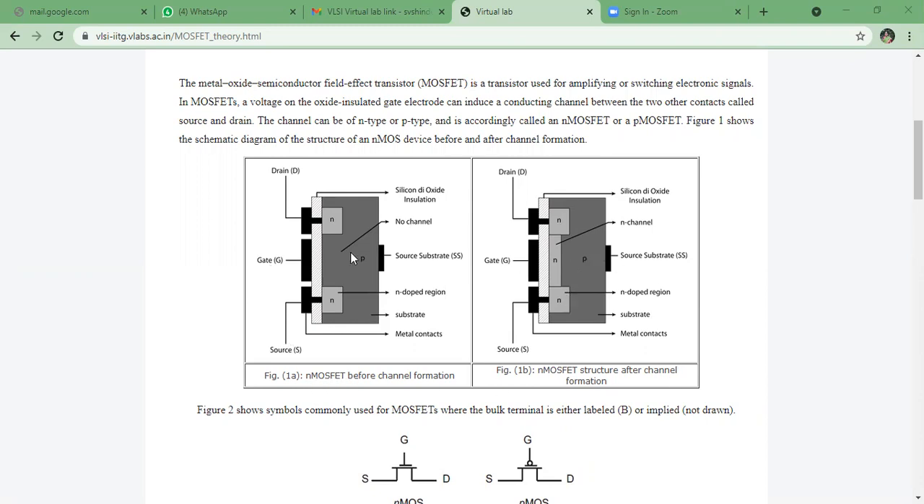Now regarding the P MOSFET, it is exactly the opposite condition. Sorry, this diagram is of the N MOSFET itself. But when you provide sufficient voltage between gate to source, more than the threshold voltage, sufficient electrons get accumulated into the channel, and that's why the channel gets created. Now the continuity is established between source to drain, and the current will start flowing through the N MOSFET.